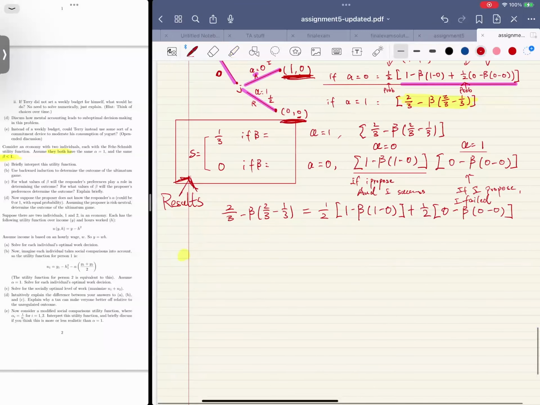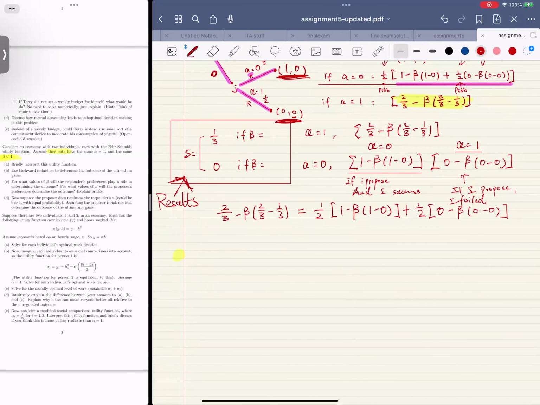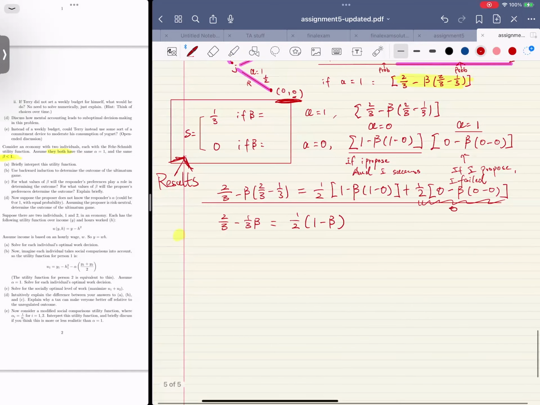Okay. So in this case, we'll have this equality. And we have 2/3 minus 1/3 beta equals to 1/2 of 1 minus beta. Because this is 0, the whole thing is gone. So in this case, we have 2/3 minus 1/3 beta equals to 1/2 minus 1/2 beta.